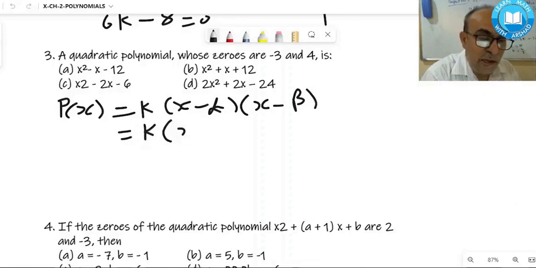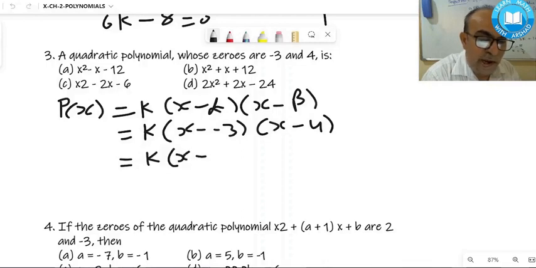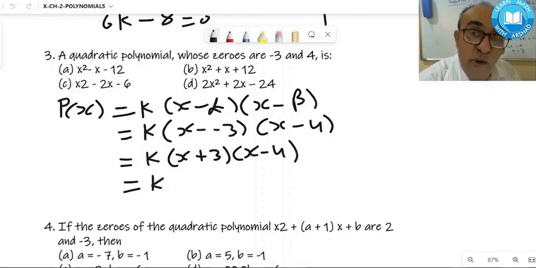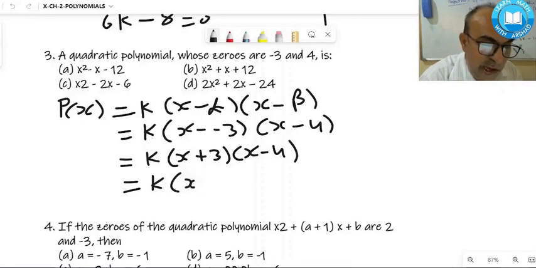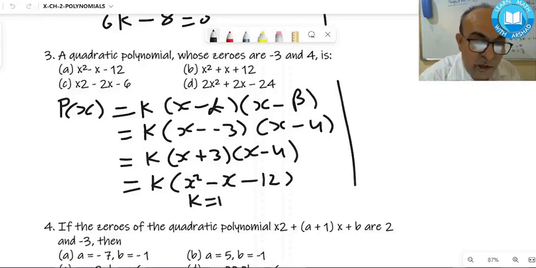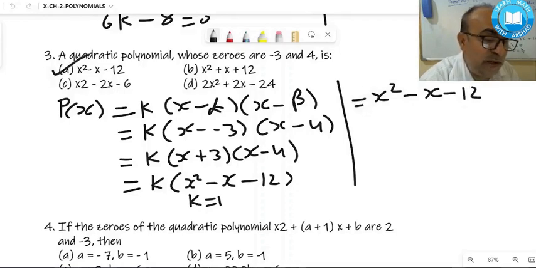So k into x minus minus 3, x minus 4, so k into x plus 3, x minus 4, and then using the formula x plus a into x plus b, that is x square plus a plus b times x plus ab, that is 3 minus 4 is minus x, plus ab. So 3 into minus 4 is minus 12. There is no denominator, so k will be 1. So the required polynomial will be x square minus x minus 12. So this is the answer and this is bit 1.